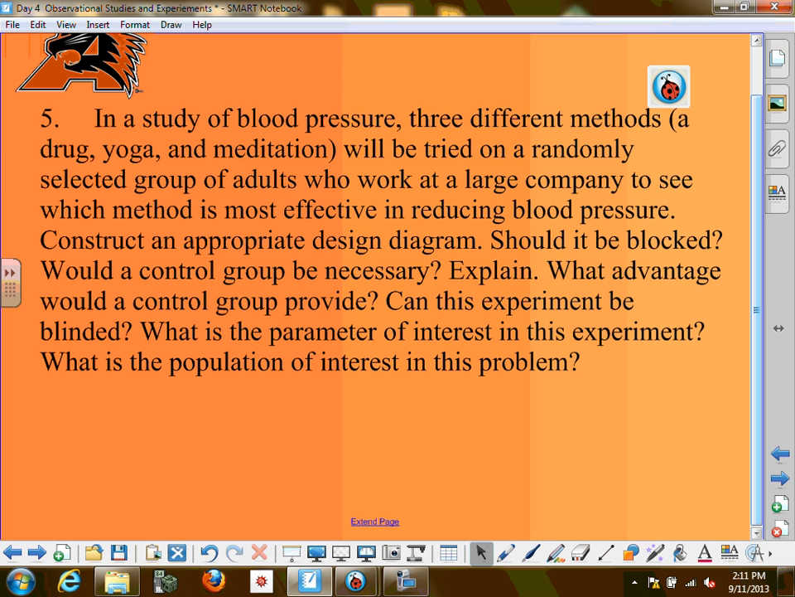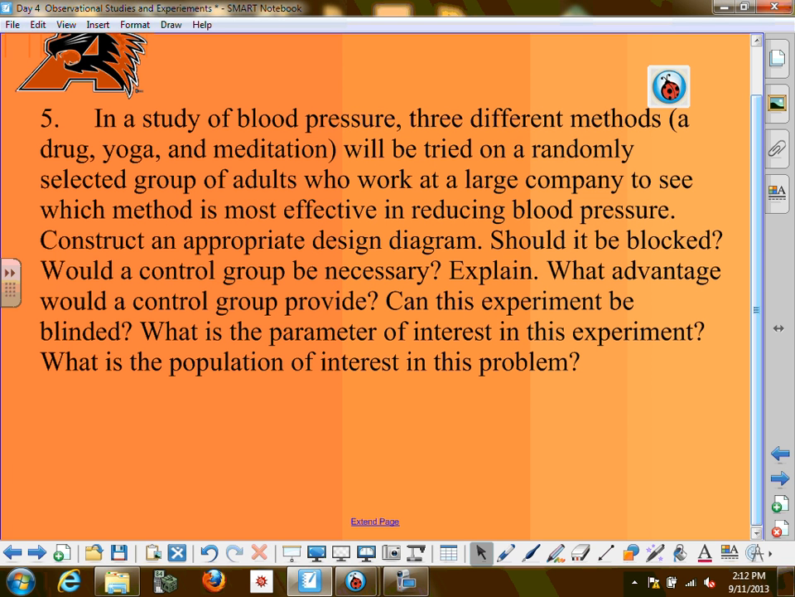Okay? I chose to block by position in the company because I thought position in the company affected your stress level, which affects your high blood pressure. So whatever. Anybody else block a different way? I got some today that were weights. Okay. All right.